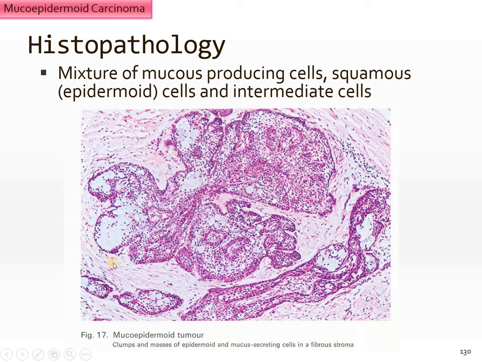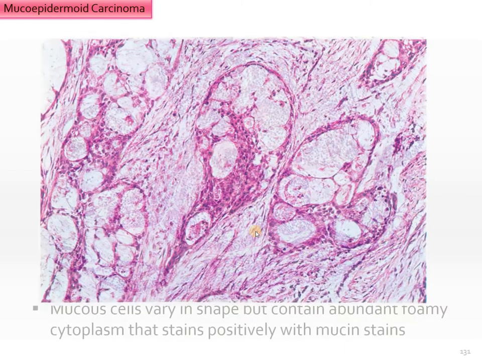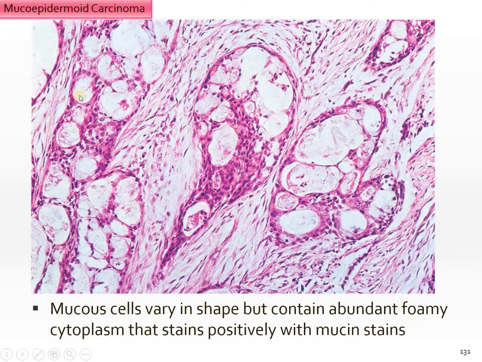not restricted by the connective tissue. So it's usually an unencapsulated mass. And they keep growing. And the mucous cells may also vary in shape and contain abundant foamy cytoplasm like this, which stain positively with mucin stains like mucicarmine.